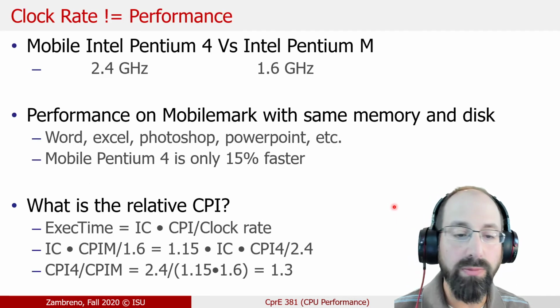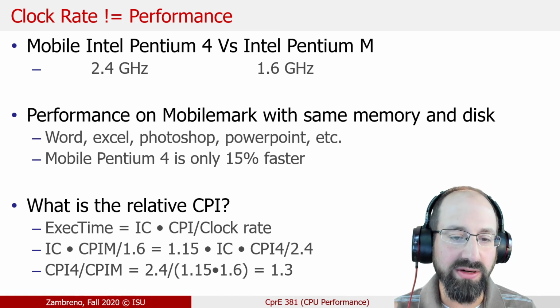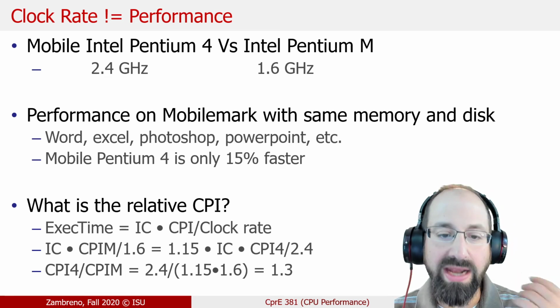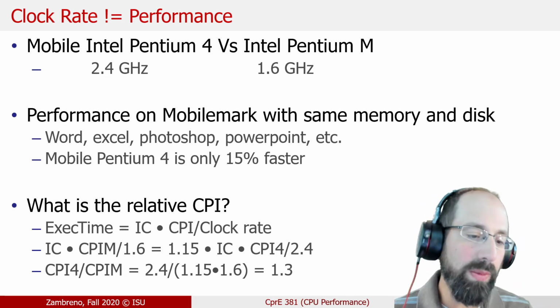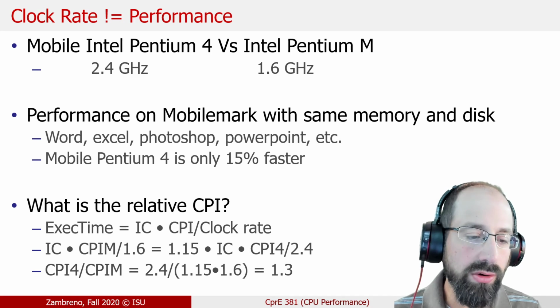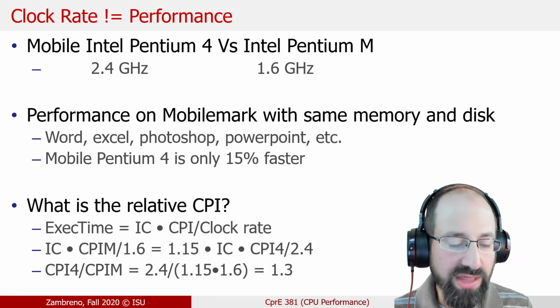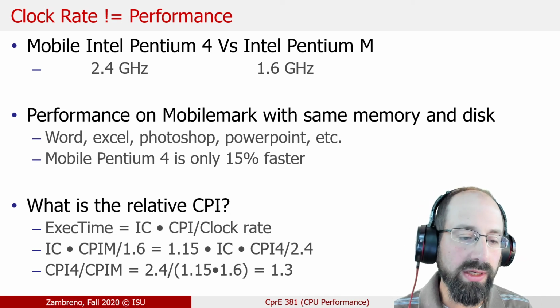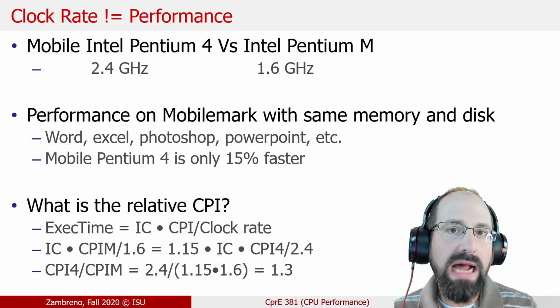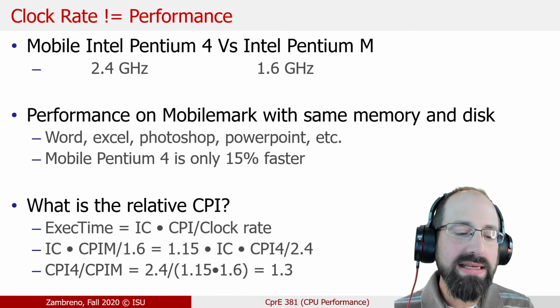So we're being told that there's a 1.15 ratio between the time associated with executing this benchmark set on the Pentium 4 versus the mobile Pentium M. So that is given. We don't know the actual time, but we know the relative time, and that's all we need to know to be able to answer this question. We're also told the clock frequency, so that's also a given, and the ratio between the two we can easily calculate.